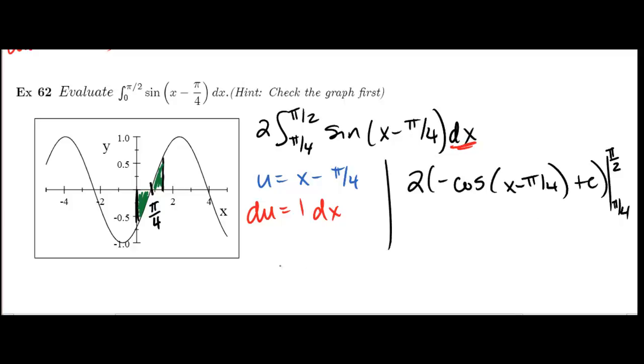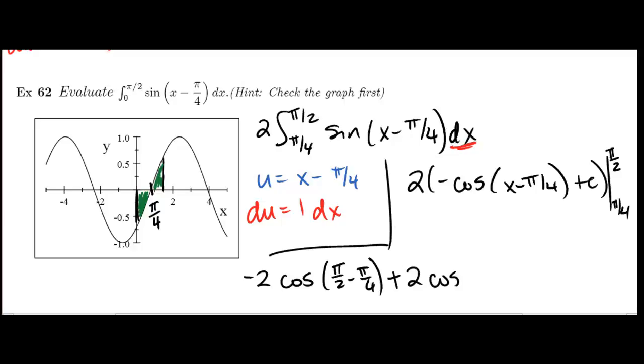So we plug that in, kind of come down here, negative 2 cosine of pi over 2 minus pi over 4 plus 2, because this minus and minus, cosine of pi over 4 minus pi over 4, which is just 0.